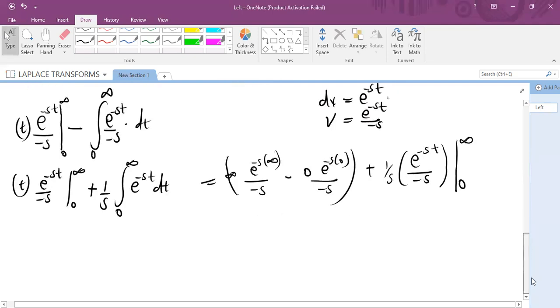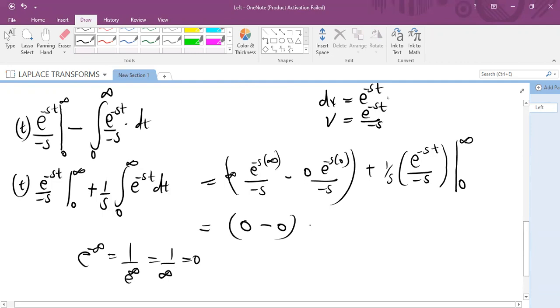Okay, let's deal with the first part and replace the value. Exponential minus s infinity will give us exponential minus infinity, which I already explained is the same as 1 over exponential infinity, which is 1 over infinity, and this will give 0. So if this is 0, it does not matter what this is. This will obviously just translate to 0, minus this is also 0, so that will give 0. So we have plus over here, and we have minus over here.